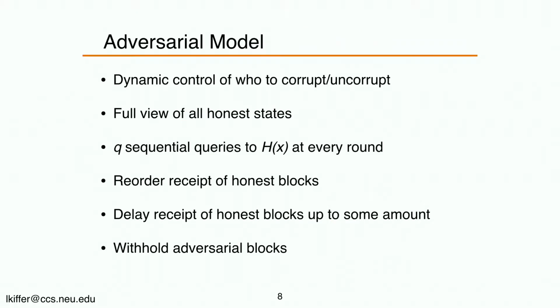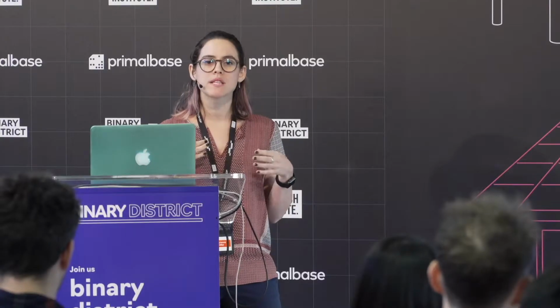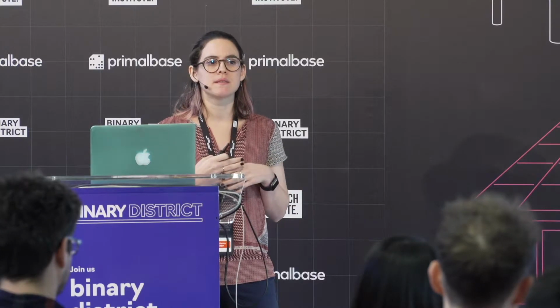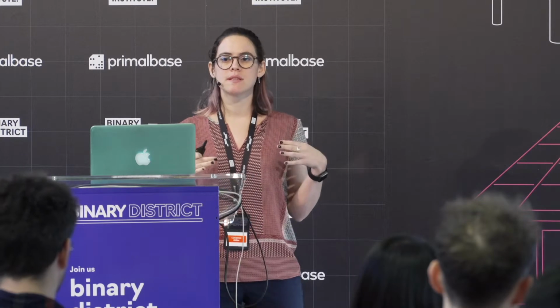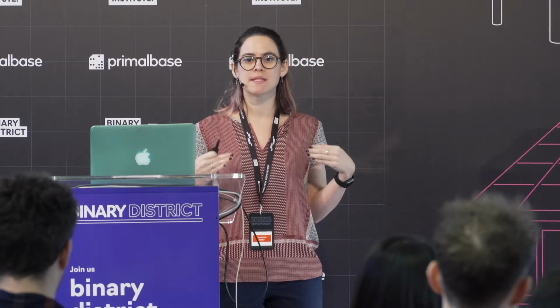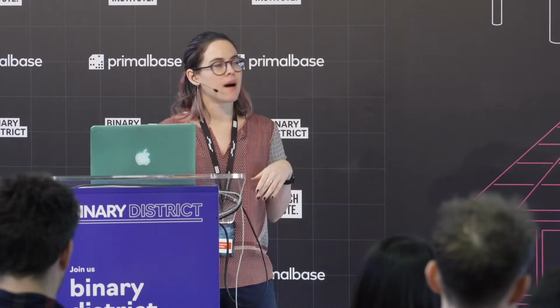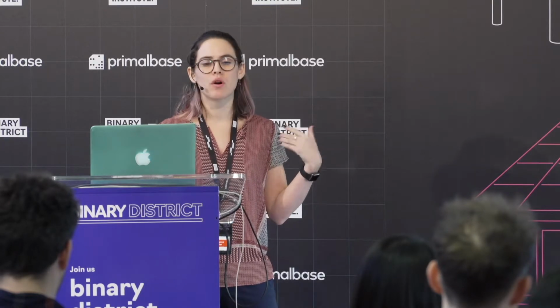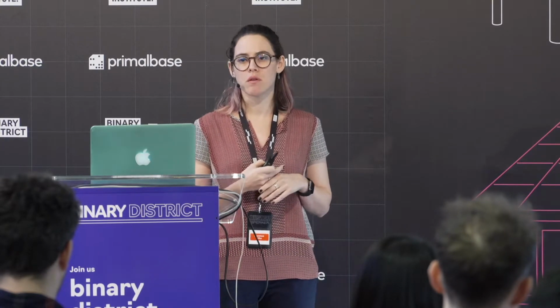So to summarize what the adversary can do here, they have dynamic control of who to corrupt and who to uncorrupt. They have full view of all the states. They can make these q sequential queries to the random oracle every round, and then they can reorder all honest messages, and they can delay honest messages, but they must deliver honest messages by some maximum amount. But they can always withhold their own blocks. There are no rules about what they can do with their own blocks.